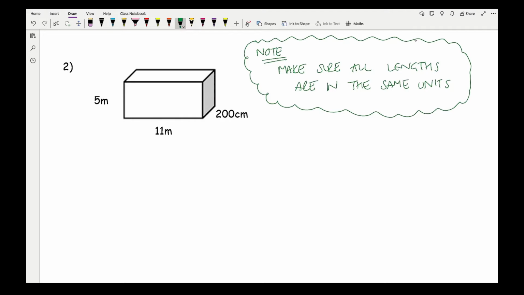with centimeters? Now, it doesn't really matter because we've not been asked to specify how they want the answer to the surface area to be written. Do they want it in meter squared or centimeter squared? So you can pretty much choose.